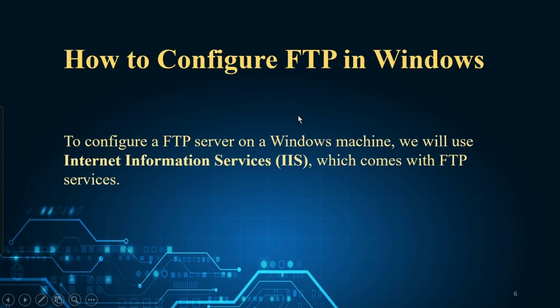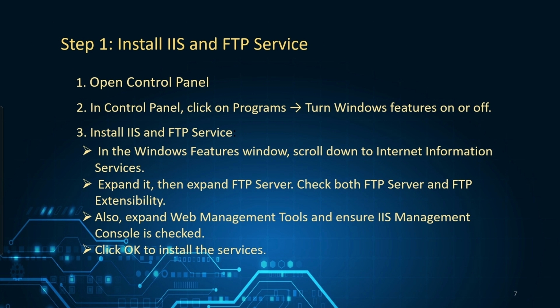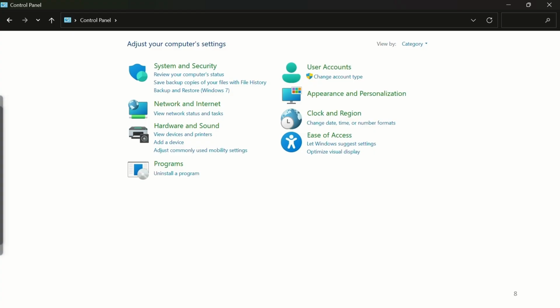How to configure FTP in Windows? To configure a FTP server in Windows machine, we will use Internet Information Service, which comes with FTP services. It's a built-in feature in our Windows device. So, Internet Information Services or IIS is not activated by default in our Windows machine. So, we have to activate it and FTP service to start our server. Here is a step-by-step guide how you can do that. But we are going to see it visually.